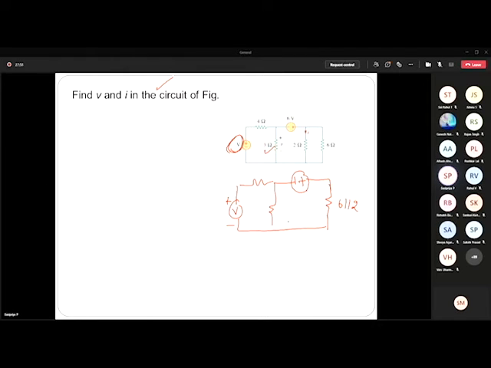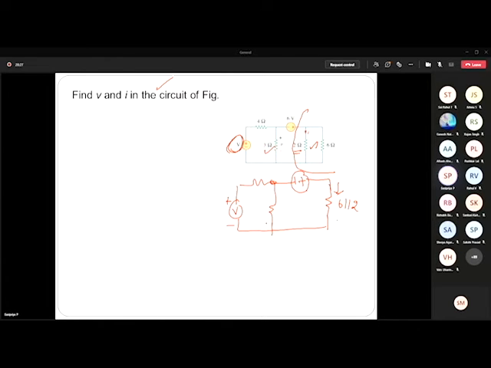The tricky part here is I need to find the current flowing through this 2 ohm resistor. So I have to find the total current first. From that, I can find the current through the 2 ohm resistor, because these two are in parallel. If I find the total current, that is the current flowing through this parallel network, and using the current divider rule, I can find the current through this 2 ohm resistor. Now I have simplified this network.